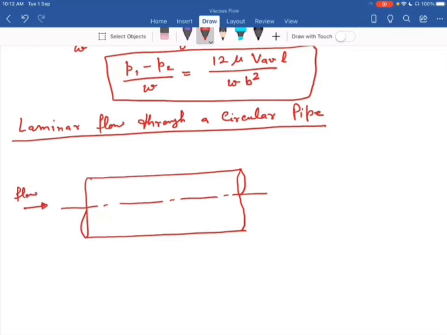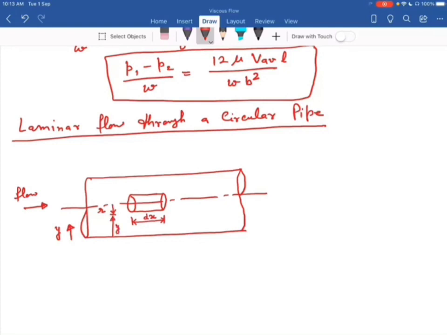Now I consider a small cylindrical element in this. So this is a very small cylindrical element within the pipe. Now say the length of the cylindrical element is dx. The radius of the cylindrical element is r, small r. Now we measure the distance y from the pipe walls. So say this distance is y.